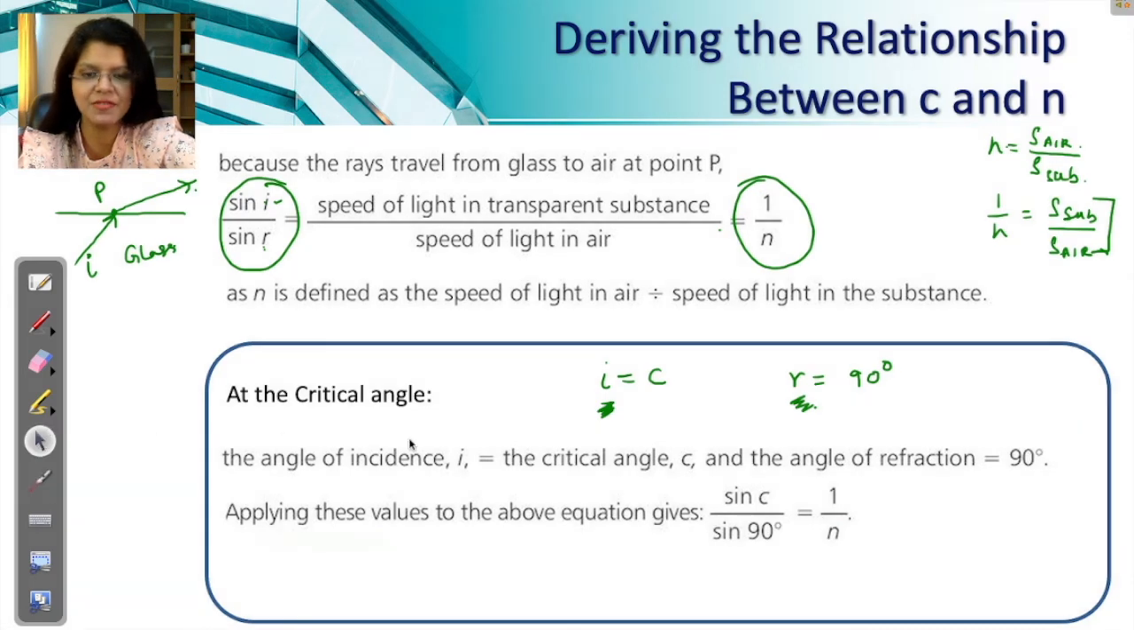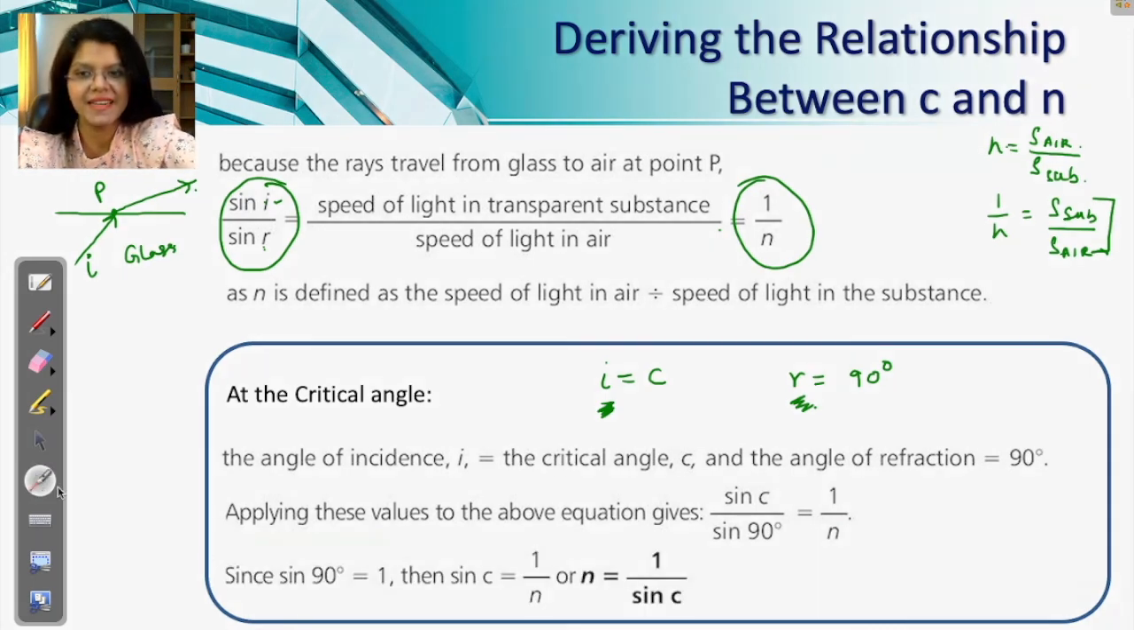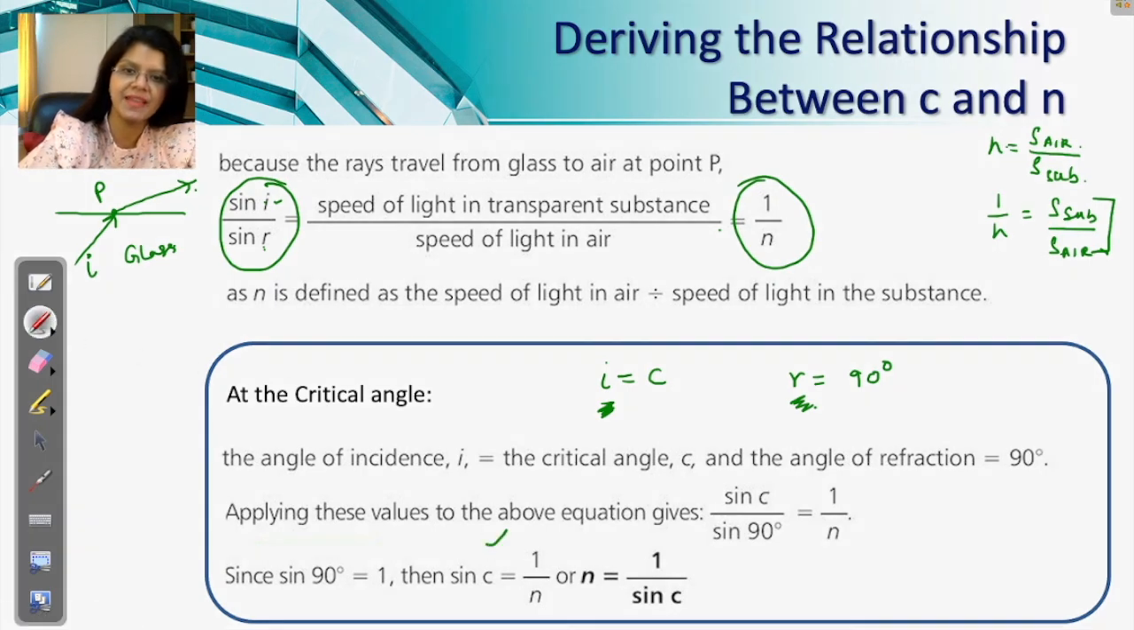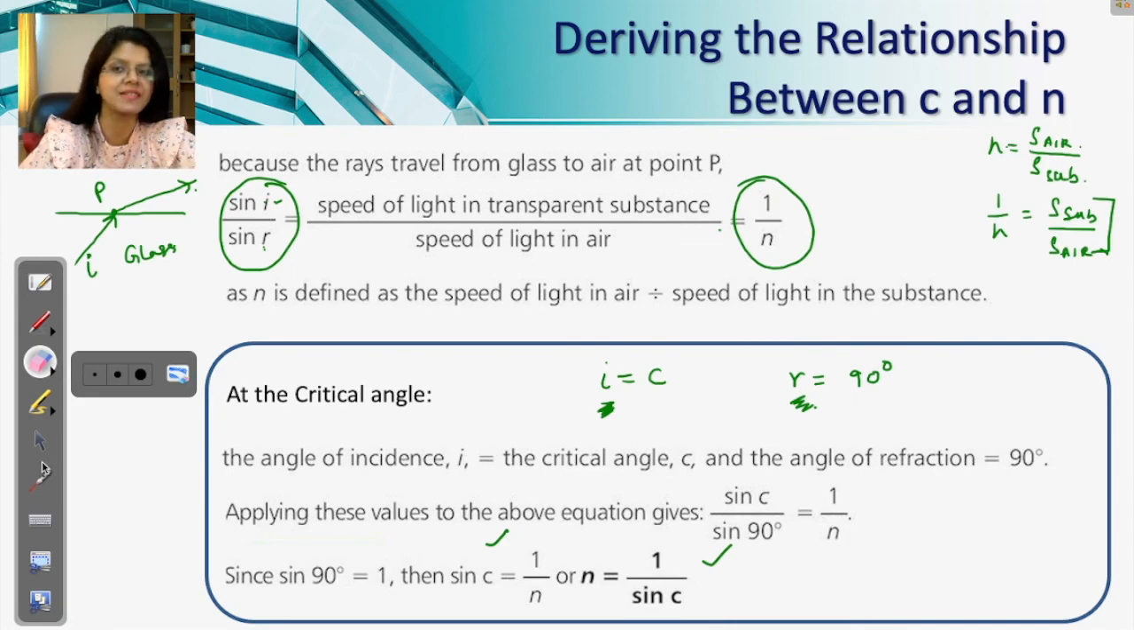Alright, simple and easy so far. And sin 90 we know is 1. So from this equation, sin C is 1 over N. The sine of the critical angle is equal to the reciprocal of the refractive index of the substance, or you can say that the refractive index of the substance is equal to the reciprocal of the sine of the critical angle of the substance. This equation you need to remember. Important and relevant equation, and the derivation of it you can go through again, go through this section of the video again to understand it properly.